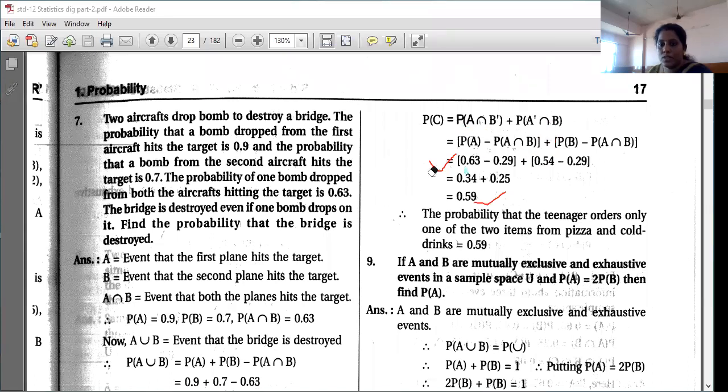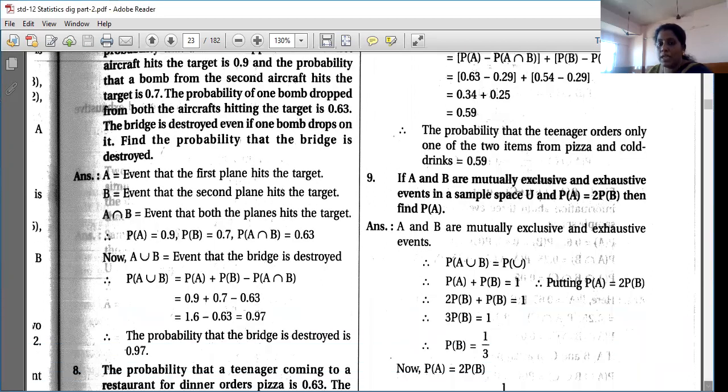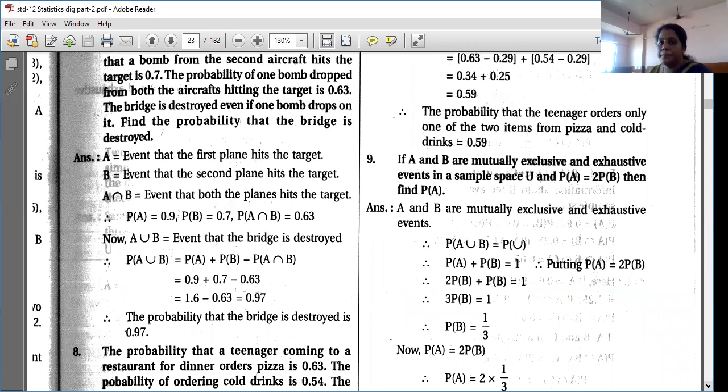So the 9th question is: if A and B are mutually exclusive and exhaustive events in a sample space U and P of A equal to 2P of B, then find P of A. Okay. So here what is given? A and B are mutually exclusive and exhaustive. So P of A union B equals P of U. So if it is mutually exclusive and exhaustive, then your law of addition formula changes. That is P of A plus P of B equals P of U. What is P of U? P of U is equal to 1.